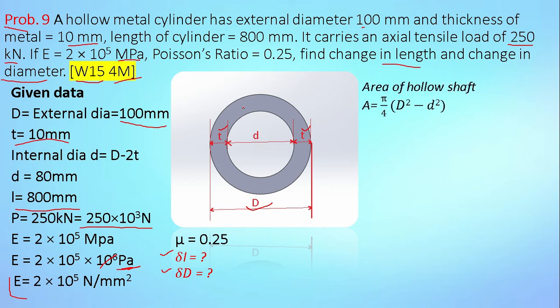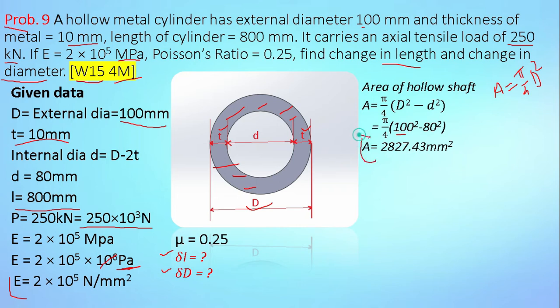So first of all, we will find the cross-sectional area of this hollow cylinder. We know the formula for a solid cylinder: A is equal to pi by 4 d square. For a hollow cylinder, it modifies to pi by 4 in bracket capital D square minus small d square. So after putting values, pi by 4 in bracket capital D 100 square minus small d 80 square. Therefore, cross-sectional area A is equal to 2827.43 mm square.